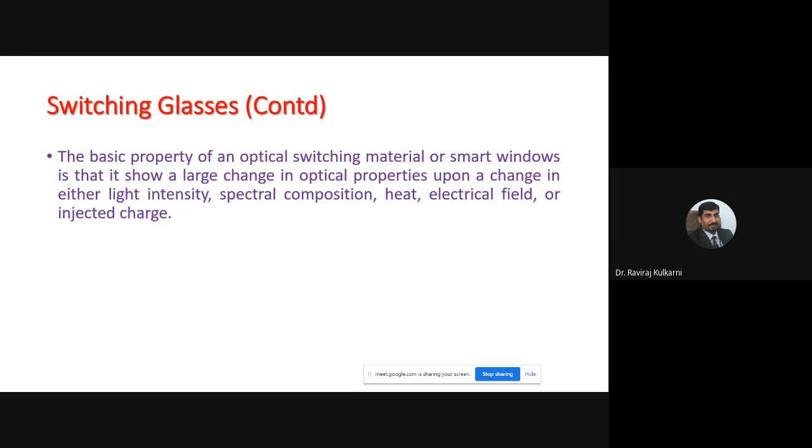or electrochemical windows, whatever it is, is that it shows a large change in optical properties. The optical properties of this switching glass change drastically upon changing either light intensity, spectral composition, or heat. If you heat it, its color changes. Or electric field, or injected charge. Basically, we study here the electric field. We apply voltage and we get differently colored glass.